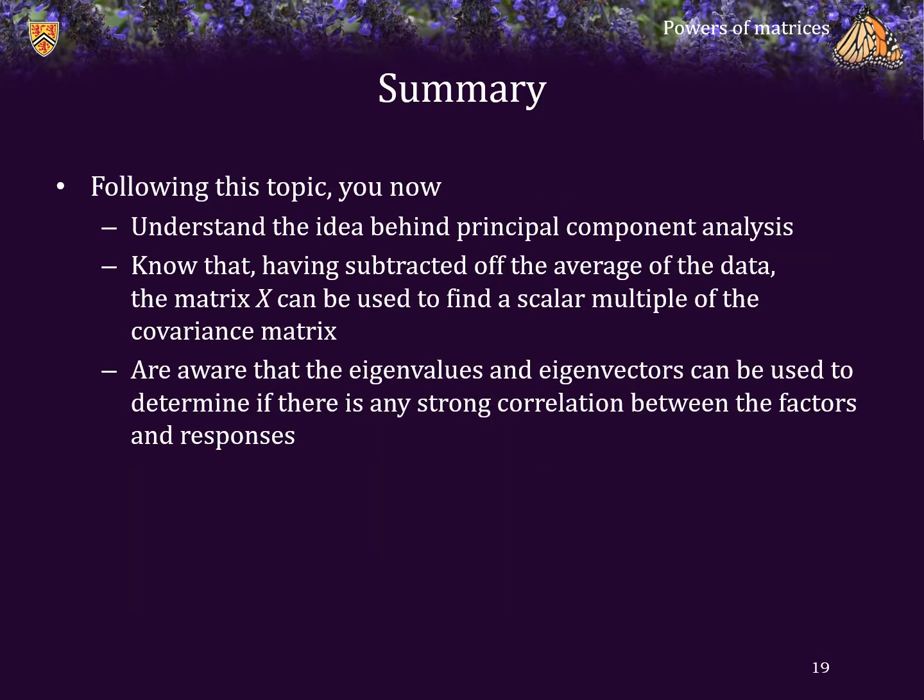Following this topic, you now understand the idea behind principal component analysis. You know that having subtracted off the average or mean of the data, we can define a matrix X that can be used to find a scalar multiple of the covariance matrix. And you are aware that the eigenvalues and eigenvectors can be used to determine if there are any strong correlations between the factors and responses. If there is, you can use this to greatly simplify problems you are trying to control. And we did so in one particular example.